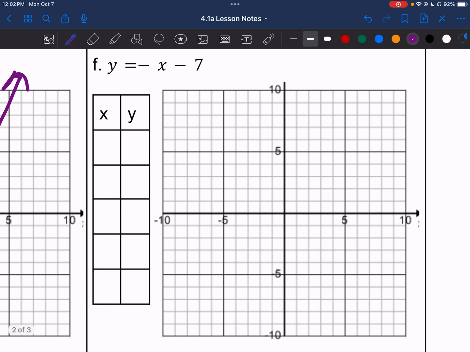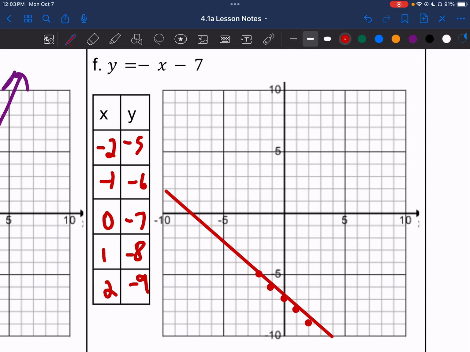Letter F, we have negative x minus 7. So my x values, negative 2, negative 1, 0, 1, and 2. My y values are going to be negative 5, negative 6, negative 7, negative 8, and negative 9. And I'm going to go ahead and graph those points. So I'm at negative 2, negative 5, negative 1, negative 6, 0, negative 7, 1, negative 8, and 2, negative 9. And so I go ahead and I graph that line, and we're going to add the arrows onto the end of it.